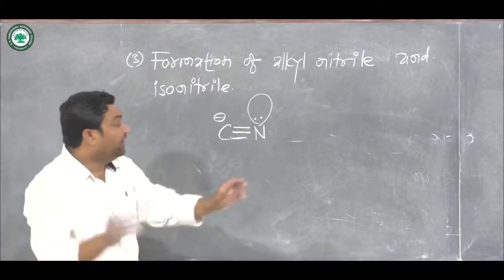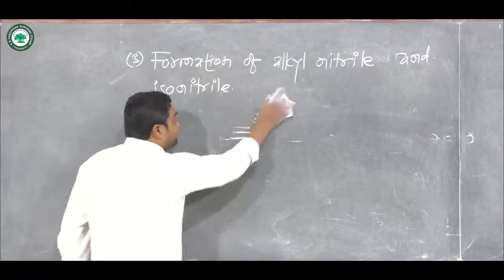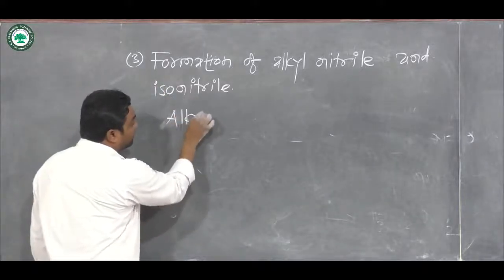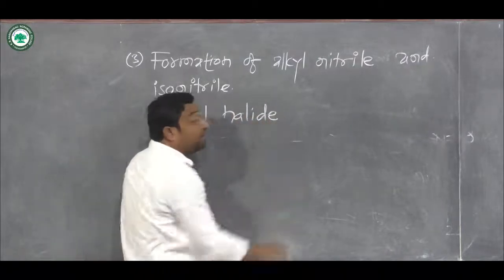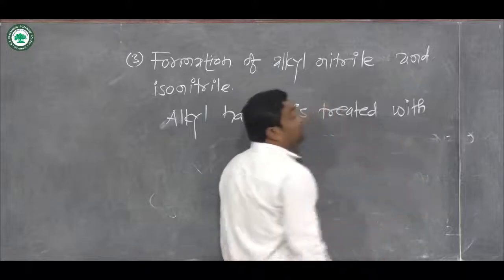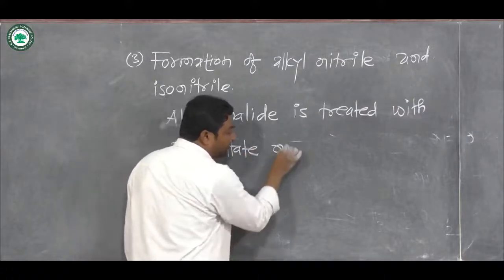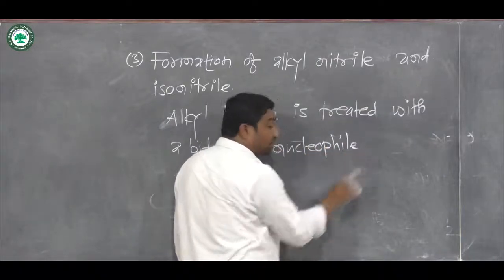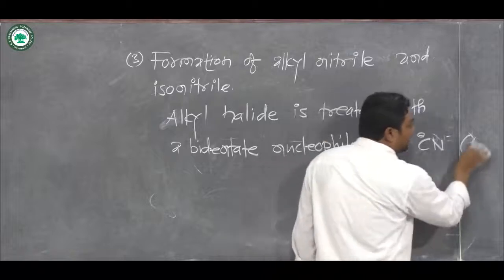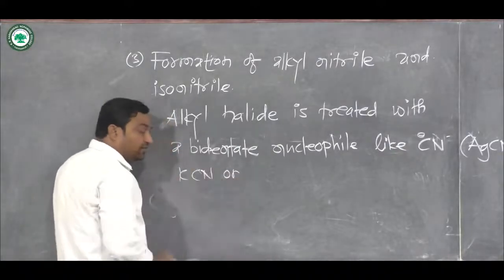Now, when this bidentate nucleophile is treated with alkyl halide, which we have seen in our previous reaction, now when alkyl halide is treated with a bidentate nucleophile like cyanide, that is AgCN, KCN, or instead of these we may use NaCN.